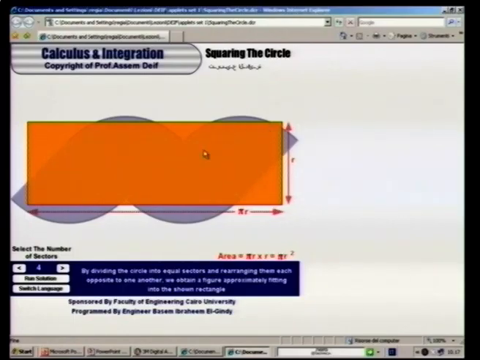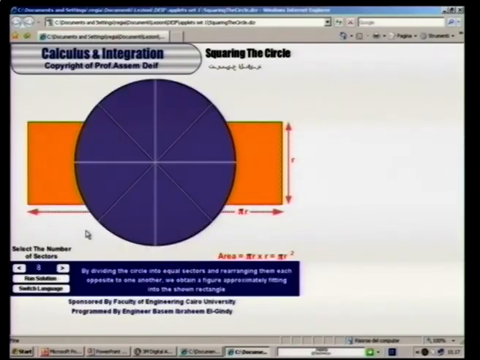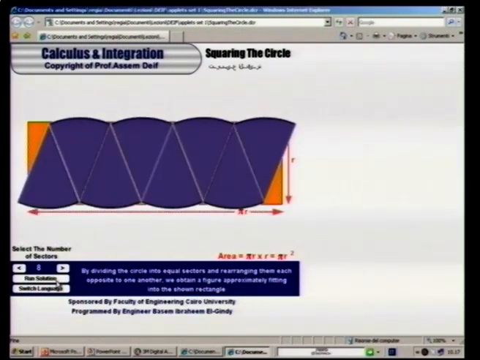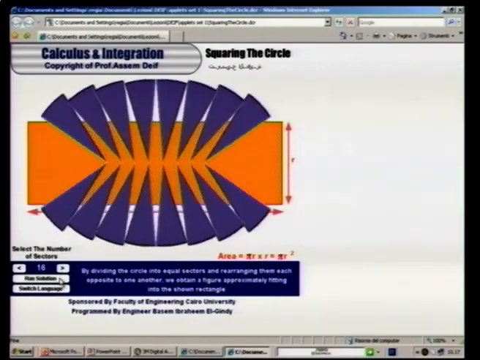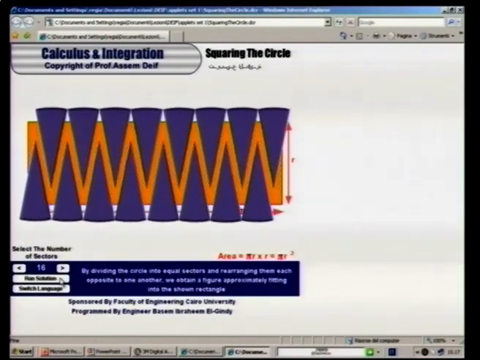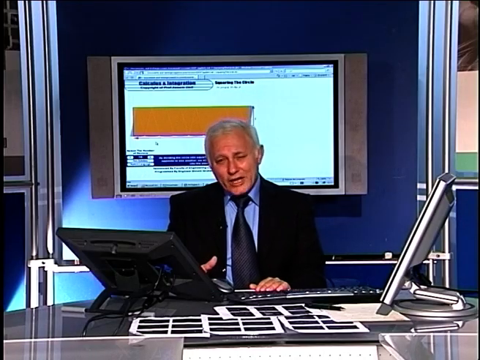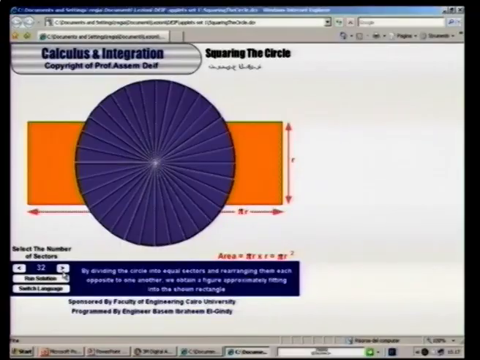Now here, of course, the 4 sectors do not coincide exactly with the rectangle, but the more you increase the number of subdivisions, the more you approach the rectangle. So what you do exactly is that you have the unknown quantity, which is the circle, and the known one, which is the rectangle. And the more you let the circle approach the rectangle in area, and you know the area of the rectangle because it's easy, you can calculate the area of the circle. Here is when you have, for example, 32 subdivisions.